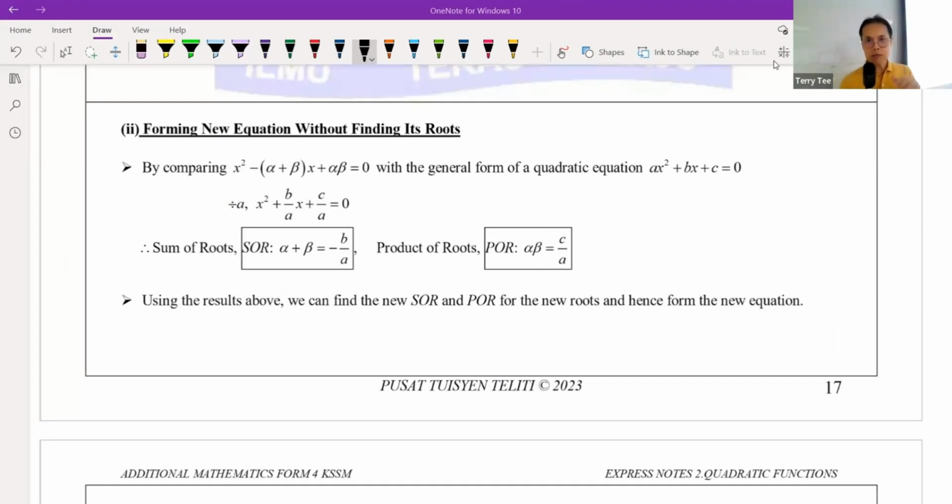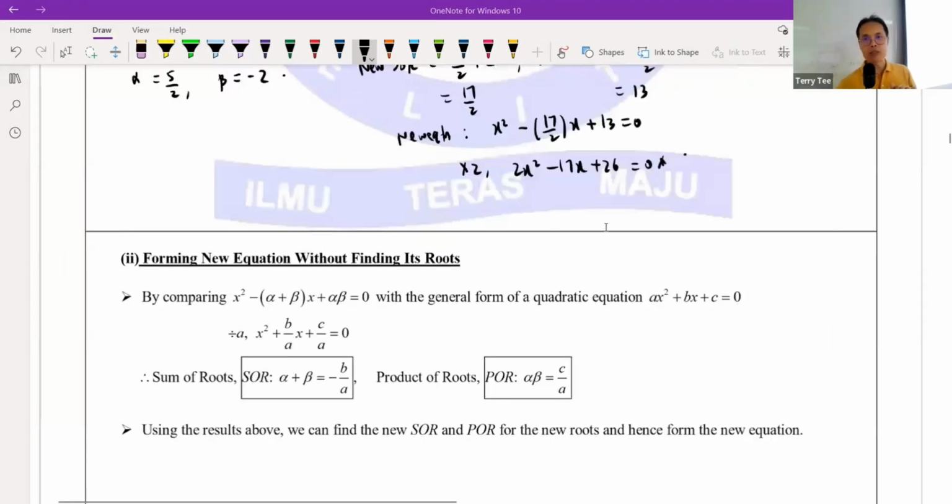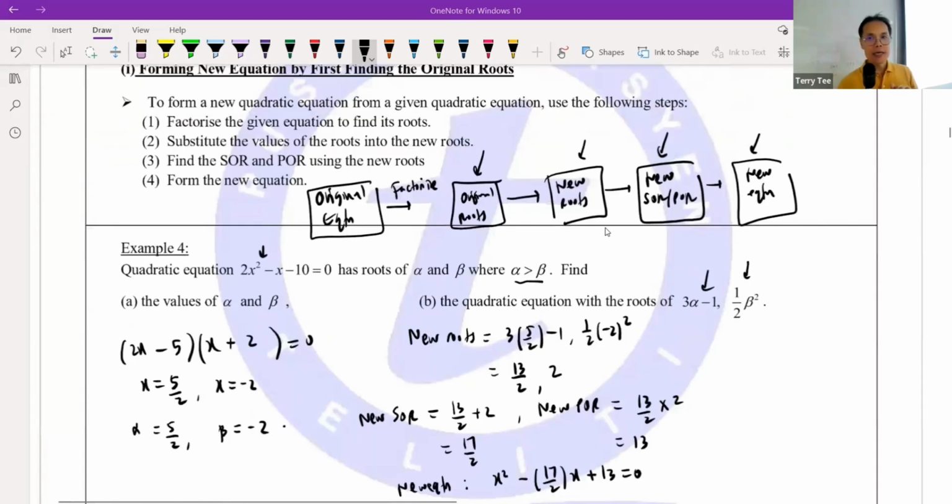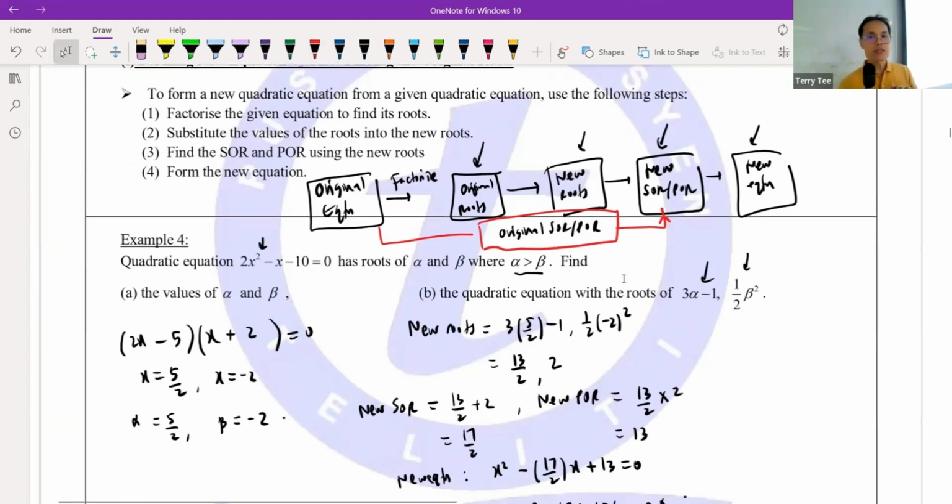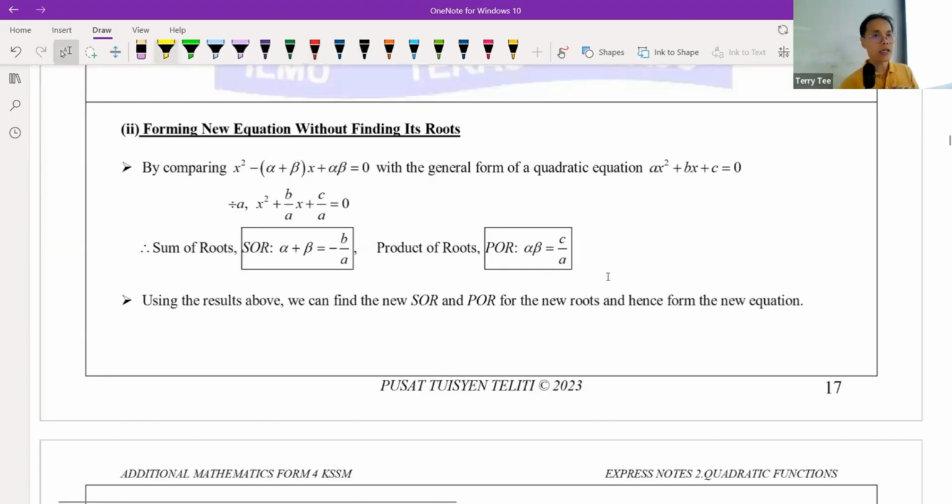We can actually, just now I show you this example, right? That we find the original roots and then we find new roots. Now we can actually find out the original SOR POR without finding the original root, like a bypass. You can see this. I go directly from here and then I find my new SOR POR. So to do so, we need to know this formula. The formula is: SOR is alpha plus beta equals minus B over A, POR is alpha times beta equals C over A.